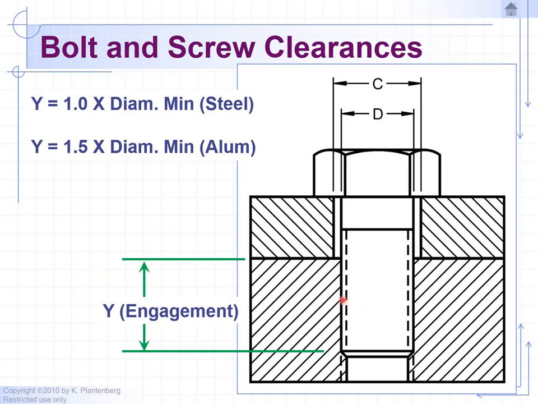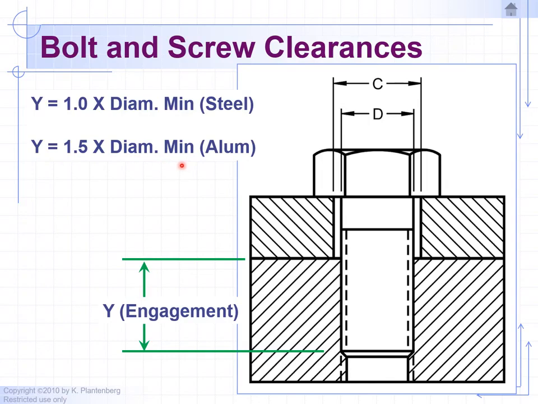So for example, if the diameter of the bolt is 1 inch maximum diameter, then you want at least 1 inch engagement if this is steel. So minimum 1 inch, and you can go higher than 1 inch. For aluminum, we're going to use Y equals 1.5 times the diameter, the major diameter of the bolt.